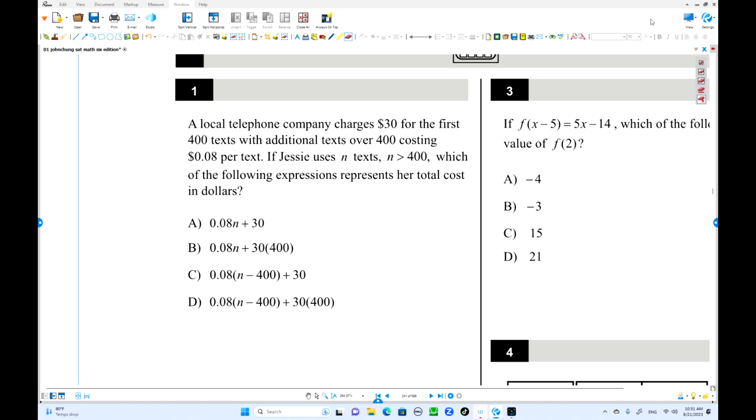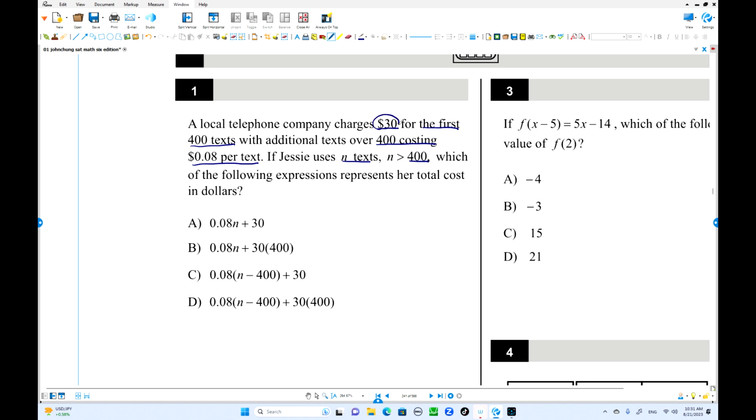Okay, so this is number 1. A local telephone company charges $30 for the first 400 texts, with additional texts over 400 at 8 cents per text. They're gonna charge this amount. The customer uses n texts, where n is greater than 400. So which of the following expressions represents her total cost?